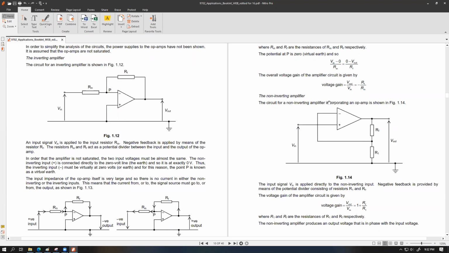So feedback will always be attributed with the V minus end, or the inverting input. Whether the circuit is an inverting amplifier or a non-inverting amplifier will be detected by exactly where the input is connected. If the input is connected to the V minus, it's an inverting amplifier. If it's connected to the non-inverting input, it's a non-inverting amplifier. That's the basic difference.